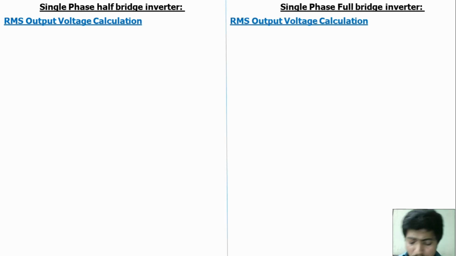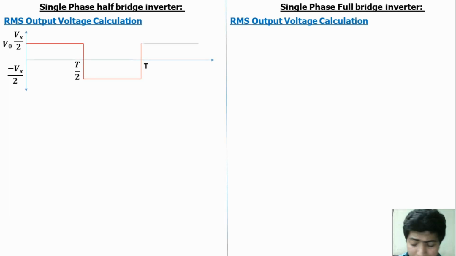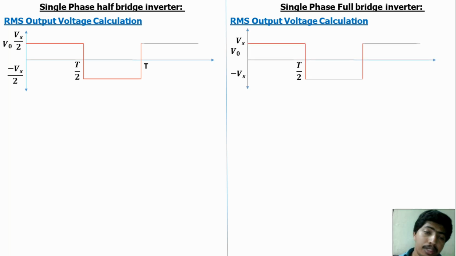Now we will discuss how to find the RMS value for the half bridge inverters as well as full bridge inverters. We know the output waveform for the half bridge inverters as well as the full bridge inverters. Both are square waves. The only difference is amplitude. For the half bridge inverters, amplitude is Vs by 2, but for the full bridge inverters, amplitude is Vs.